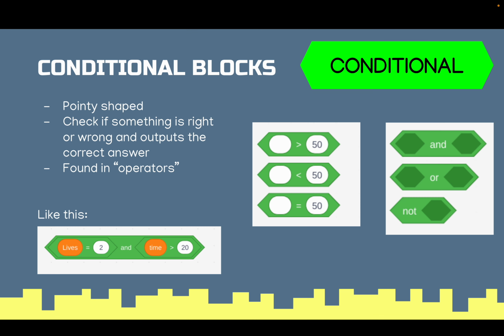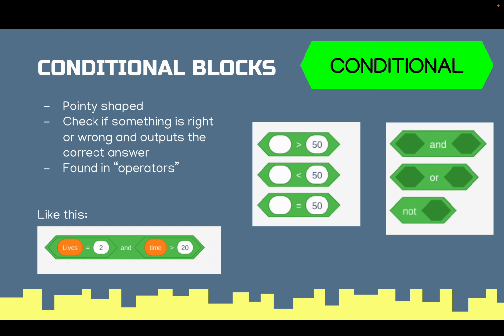So next we have conditional blocks. Conditional blocks are pointy shaped. They are in a hexagonal shape, but a little longer. If you kind of understand, you can see the images here. You'll see that they have two sort of triangles on the right, and then the code itself or the text is in a sort of rectangle. So it's pointy, I guess you could say.